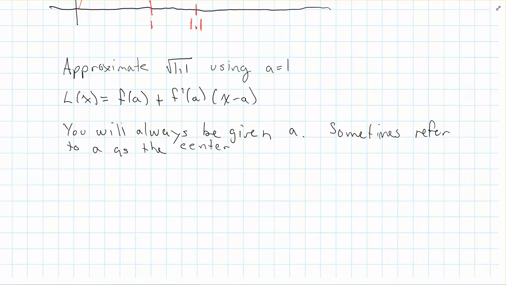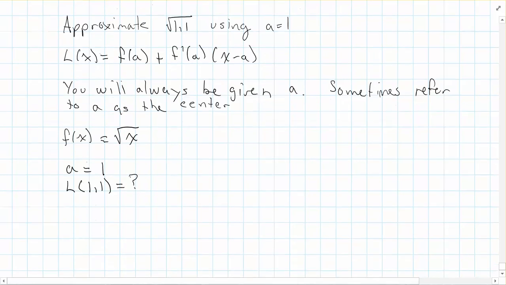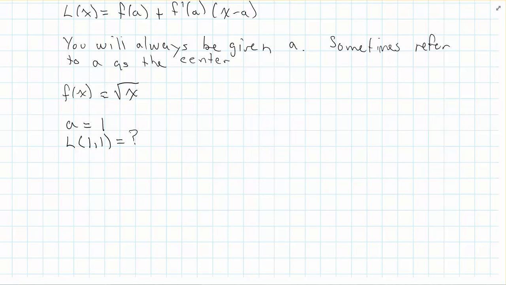So if we do this here, what do we get? Well, first off, my function is simply the square root of x. A is equal to 1, because the problem states it. And then we're trying to find L at 1.1, because we're trying to approximate the square root of 1.1. So in this formula we need several things. We need to know what f at a is, what f prime at a is, and then we also have to do a couple other computations.